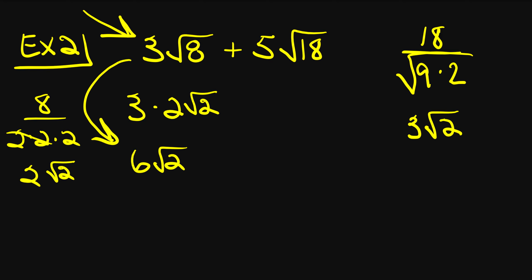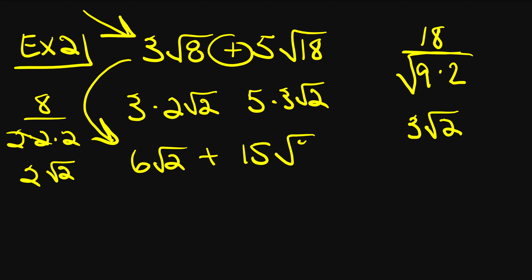Square root of 9 is 3. That's taken out, and the root 2 we're stuck with. Now this 3 is going to be multiplied to this 5, and this is going to look like 5 times 3 root 2. And now this ends up being, it's addition, plus 15 root 2.